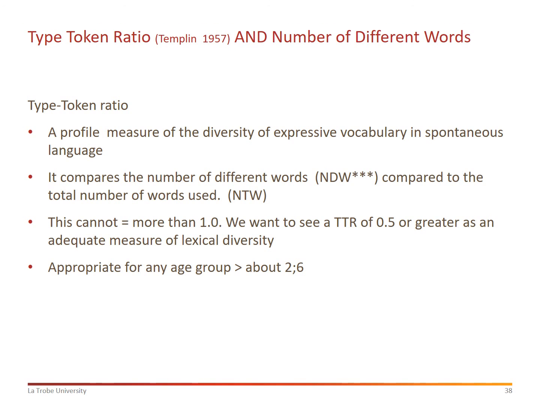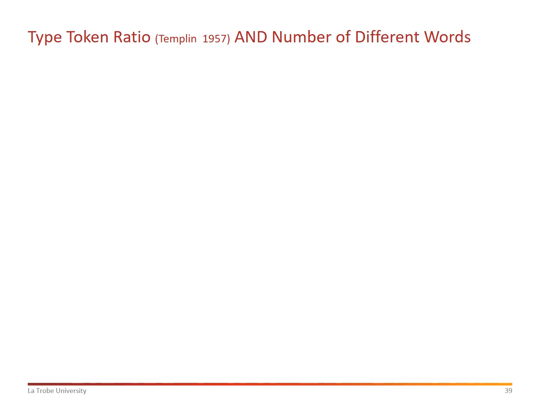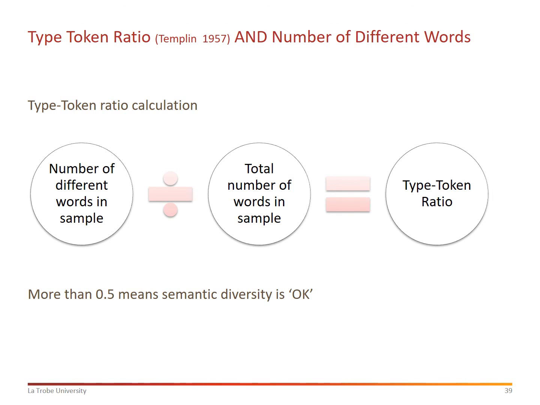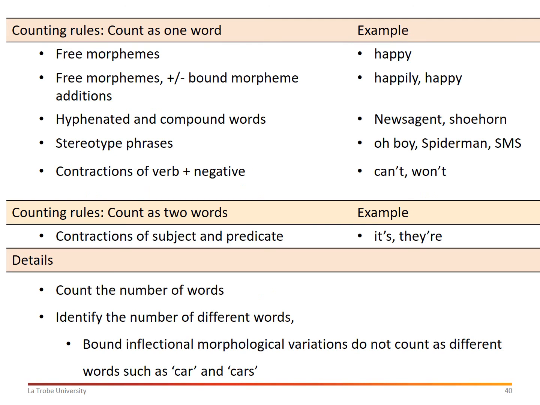It's appropriate from children at about 2.5, once again when there's some word combinations, some short utterances being produced, but it can actually be used right through to adulthood as well. The calculation is as follows: the number of different words in the sample divided by the total number of words to give the TTR. And just again, this reinforces 0.5 means that semantic diversity is okay. I put that in quotation marks because it's a much more blunt instrument than compared to MLU, which you could see was quite graded. Here are the rules for counting different words to calculate TTR.